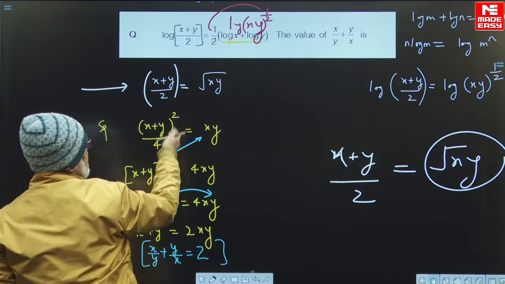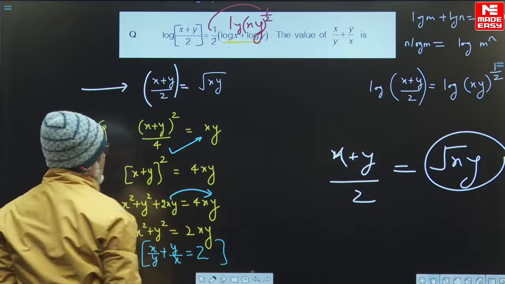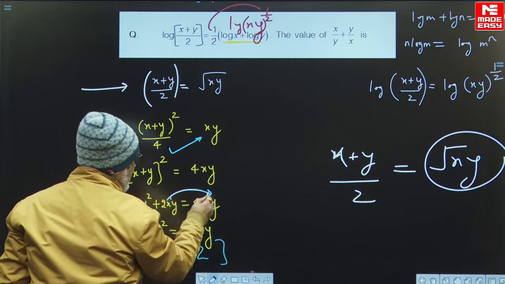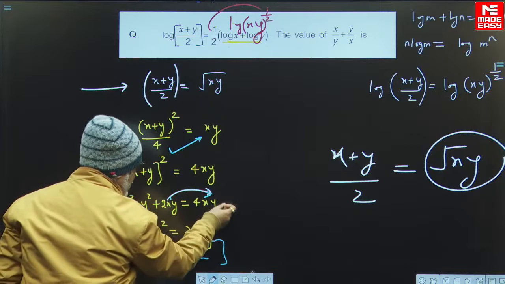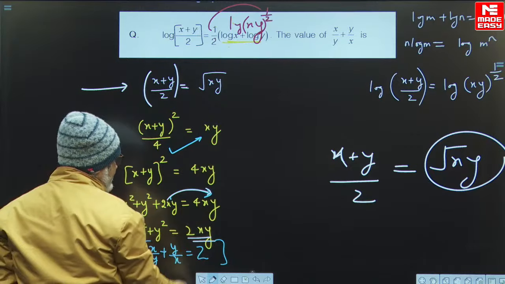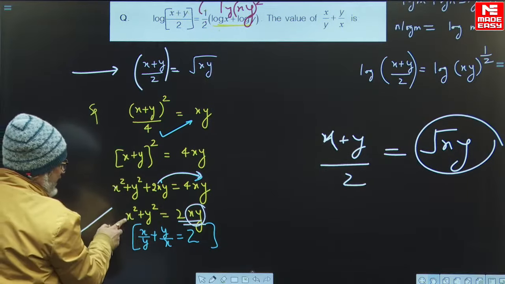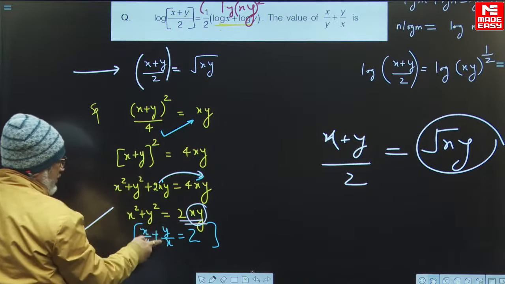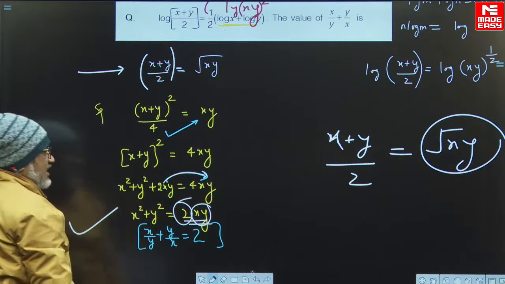(x plus y) whole square by 4 is equal to xy. So (x plus y) whole square is equal to 4xy. Expanding, we get x square plus y square plus 2xy. The 2xy goes to the other side, so we'll be left with 4xy minus 2xy. So x square plus y square is equal to 2xy. Divide by xy: x square by xy will come out to be x by y, and y square by xy will come out to be y by x. So x by y plus y by x, only 2 will be remaining, which is the answer.